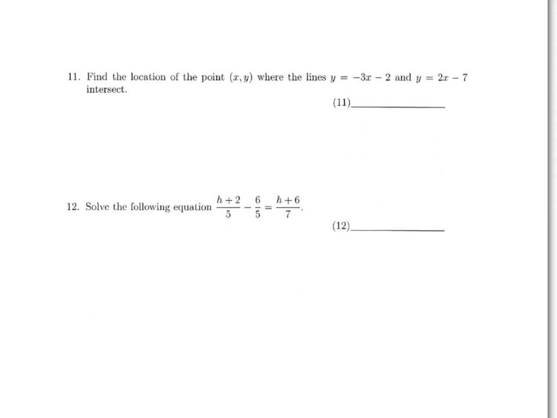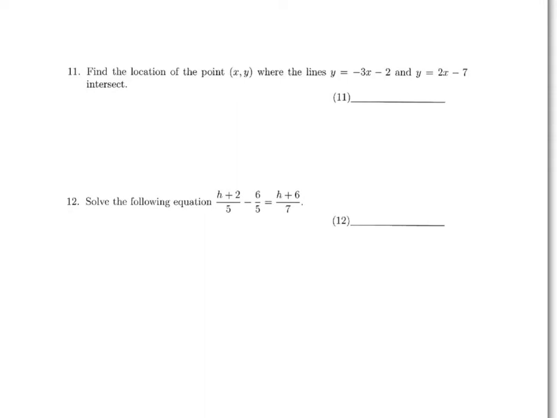For number 11, find the location of the point x, y where these two lines intersect. So that means we are looking for an ordered pair here. So we're going to have some x, y. And where they intersect are when those two lines are equal to each other. So let's set them equal to each other. Negative 3x minus 2 is equal to 2x minus 7.